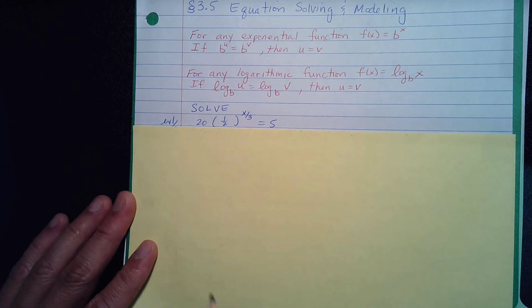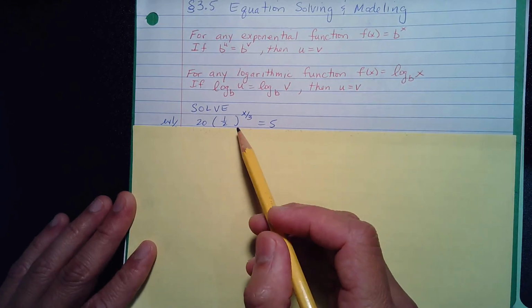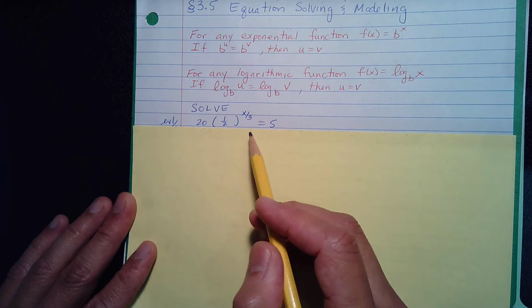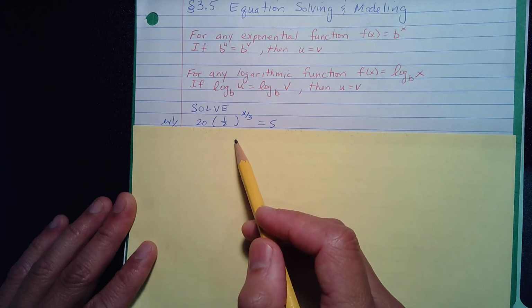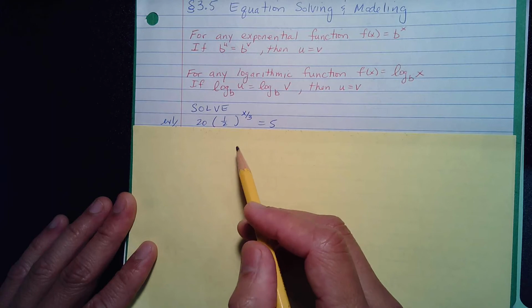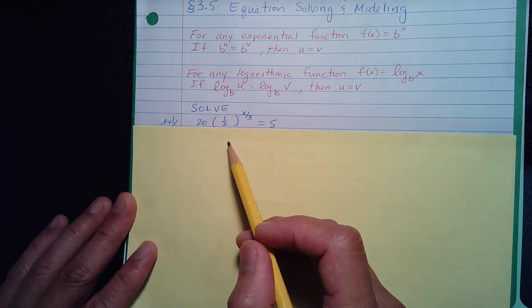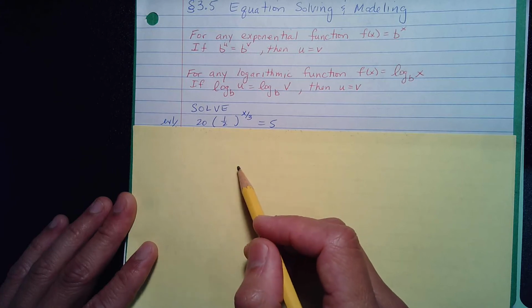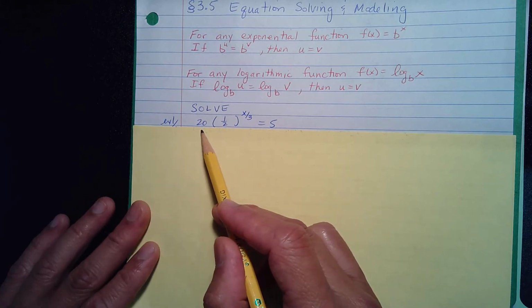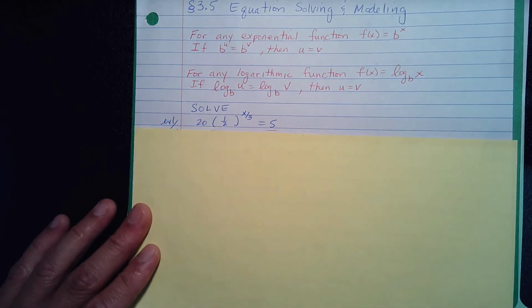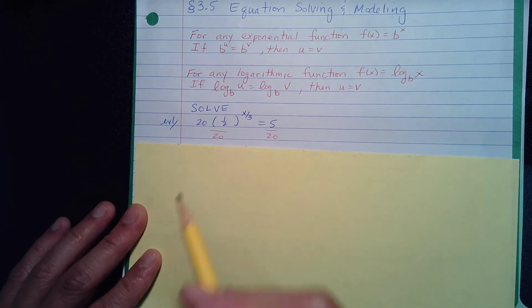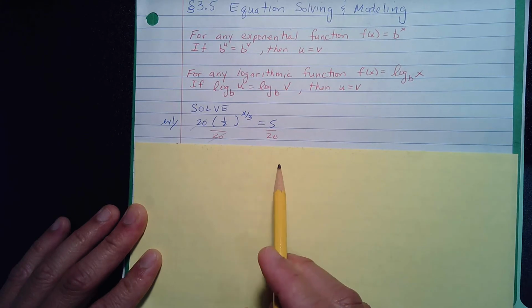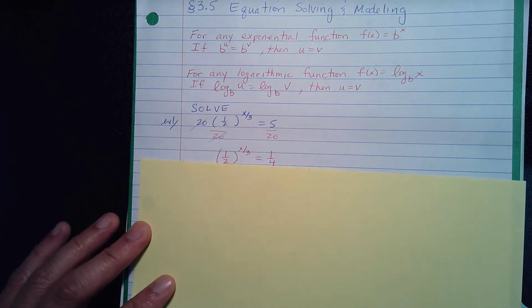Alright, so let's solve. Example 1. We notice that the variable is in the exponent. Now, what we did in the last section is I taught you how to take log on both sides or ln on both sides. Well, here's another way to do it. So I'm going to divide 20 on both sides. So this 20 over this 20 reduces. 5 over 20 reduces to 1/4.